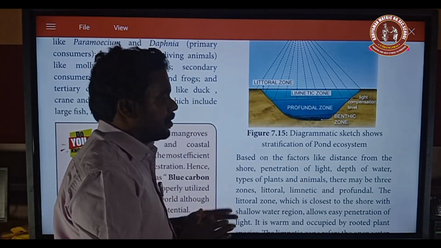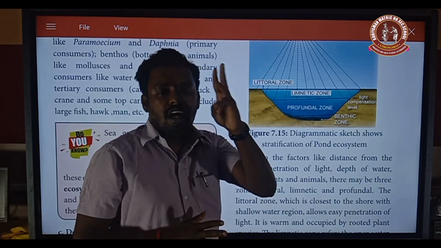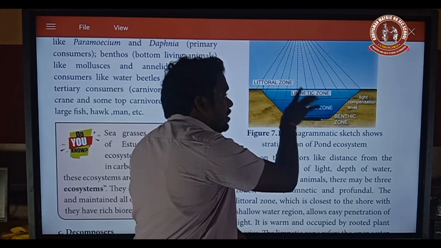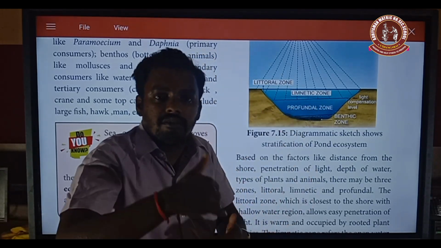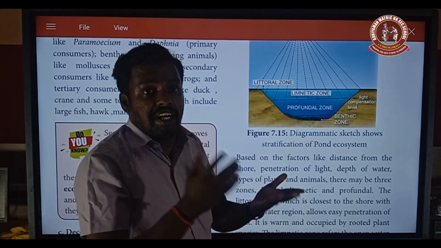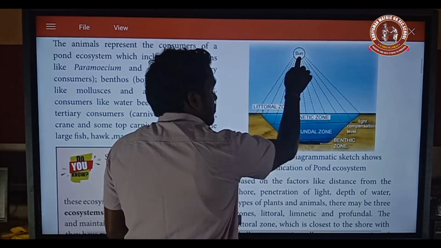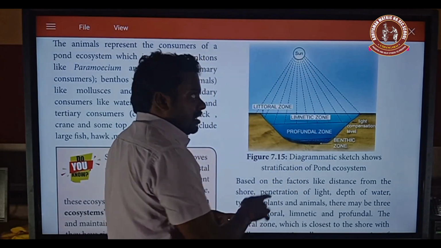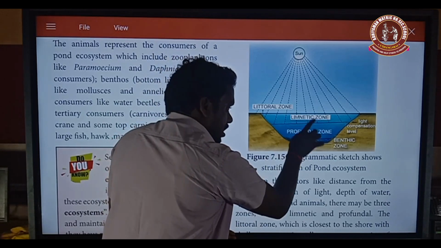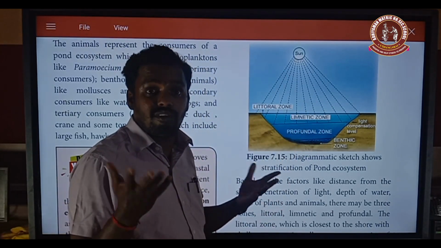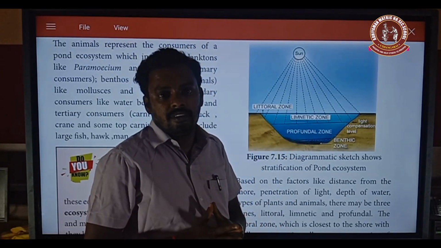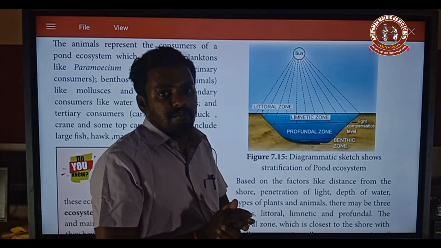Then the third one is the profundal zone. It is the third zone. The profundal zone is present below the limnetic zone, next to the limnetic zone. Here, the light energy provided by the sun cannot fall down to the profundal zone, so organisms cannot synthesize food. Why? Because light energy is absent. That is the third zone. Then the last one is the benthic zone.